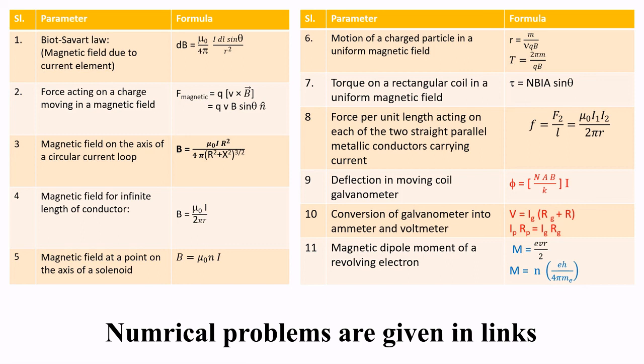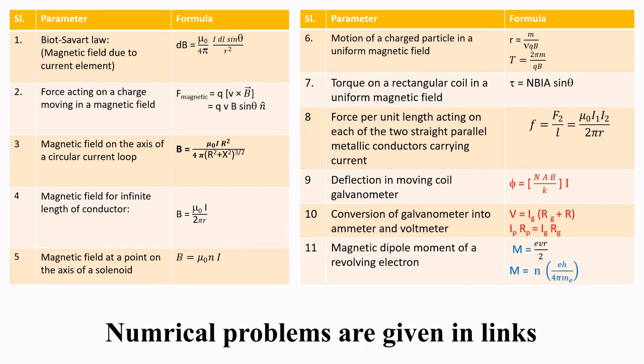Formula number 7. Torque on a rectangular coil in a uniform magnetic field. Torque is represented by the symbol tau. Tau is equal to N into B into I A sin theta, where N is the number of turns, B is the magnetic field, I is the current, and A is the cross-section area of the coil. Theta is the angle between the magnetic field and the normal to the coil.